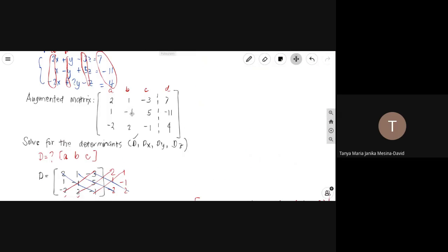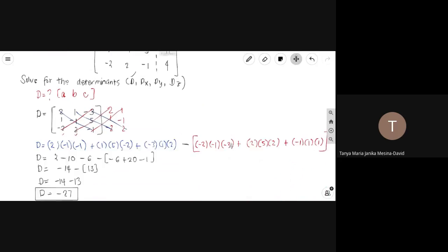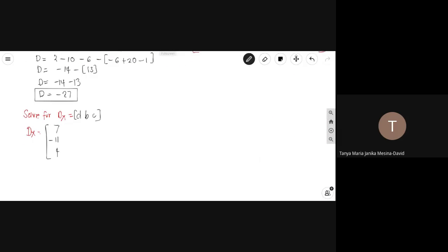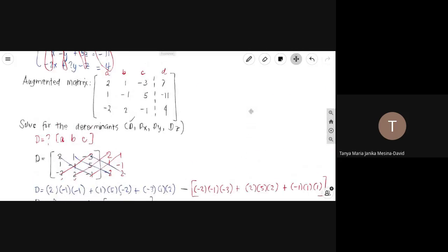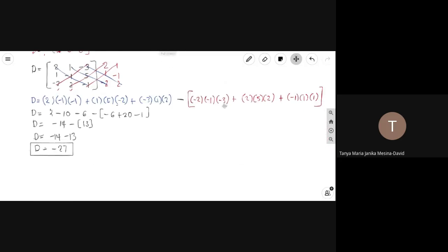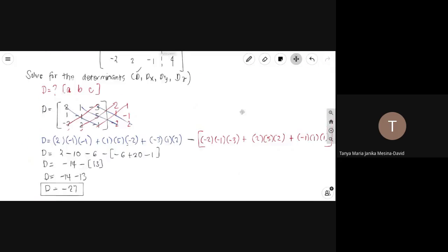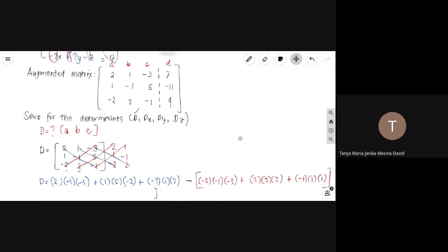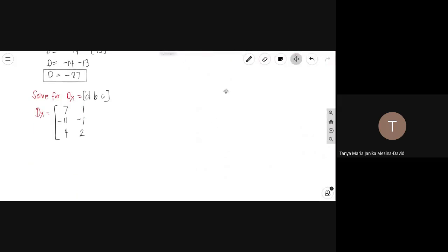B is 1, negative 1, and 2. So B is 1, negative 1, and 2, and I will copy it here. And then C is negative 3, 5, and negative 1.